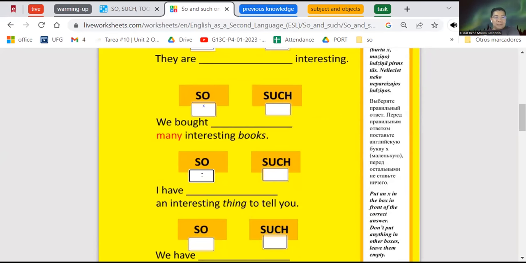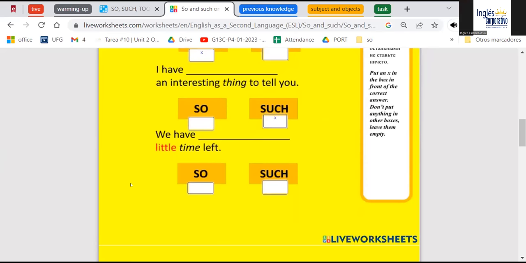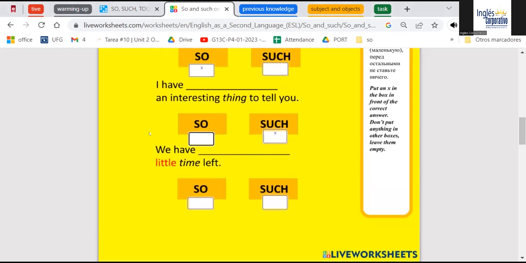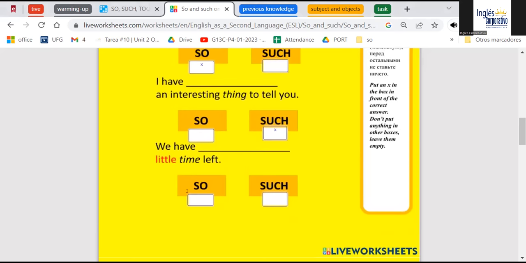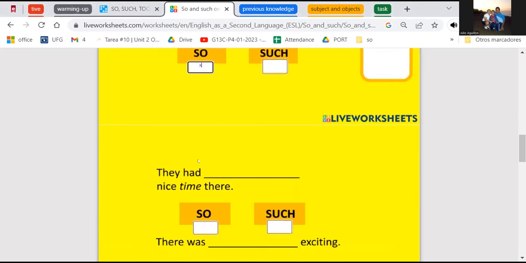We have so many interesting books. Okay. Number four, Julio. I have such interesting things to tell you. Okay. Excellent. Number five, help us with this one. Let's see. Anybody? Miguel. We have so little time left.